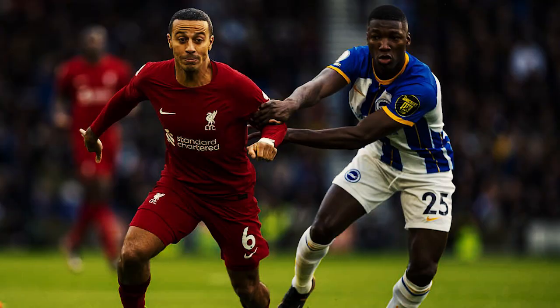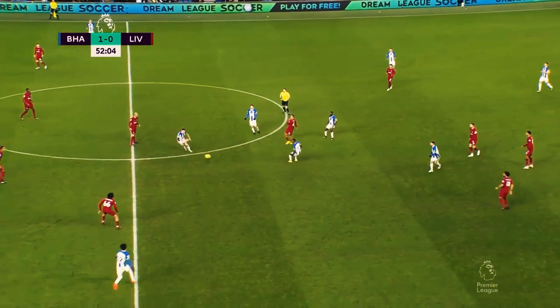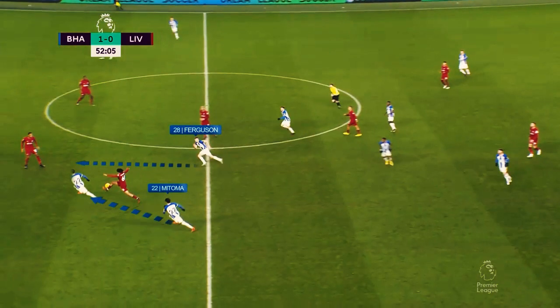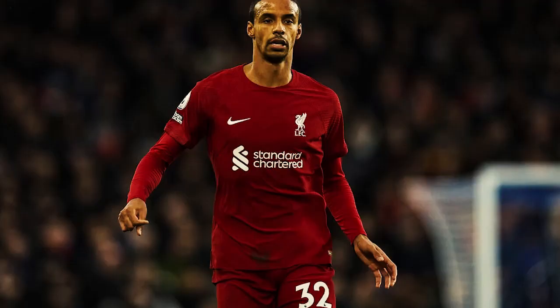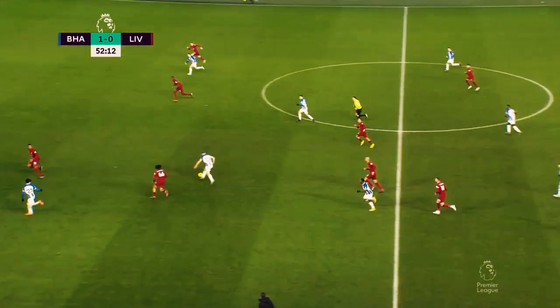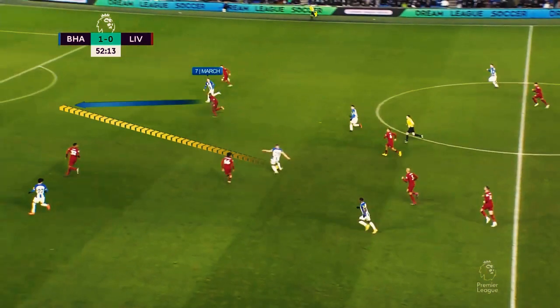Thiago tries to secure possession for Liverpool with a back pass to Arnold. Mitoma began to press Alexander-Arnold, and Ferguson began to sprint towards Matip, who wasted no time in booting the ball upfield. Brighton recovered possession and immediately started another counter-attack.